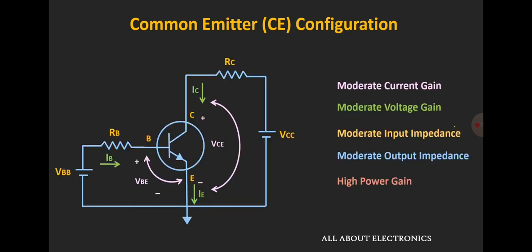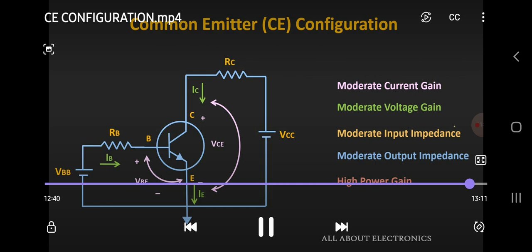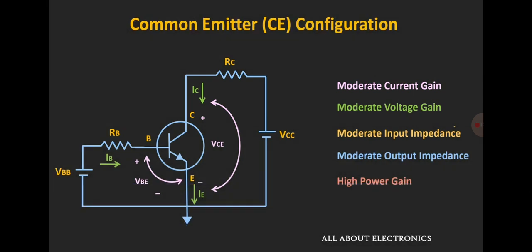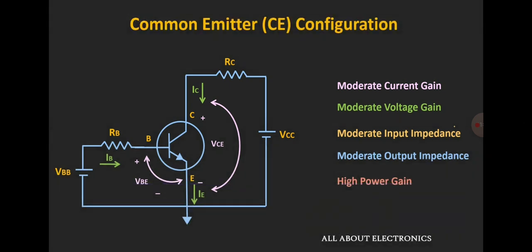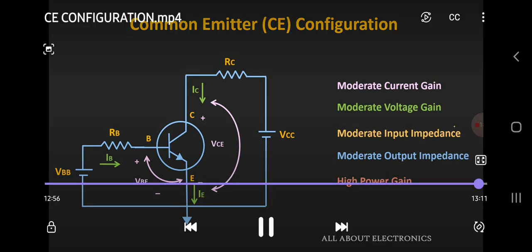So in short, these are the basic properties of this common emitter configuration, and we will see in detail about all these properties during the AC analysis of the BJT. And in fact, at that time we will also find the exact values of this voltage gain and the input and the output impedance. But for a while, just keep in mind these properties of this common emitter configuration. So I hope in this video you understood the basics of this.